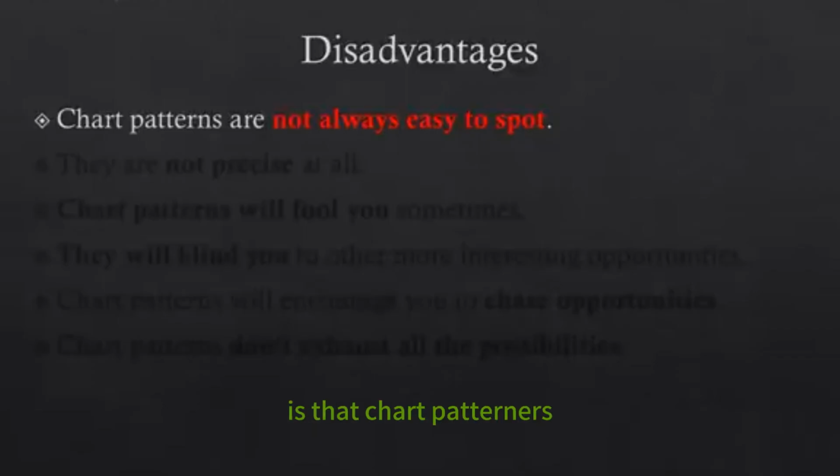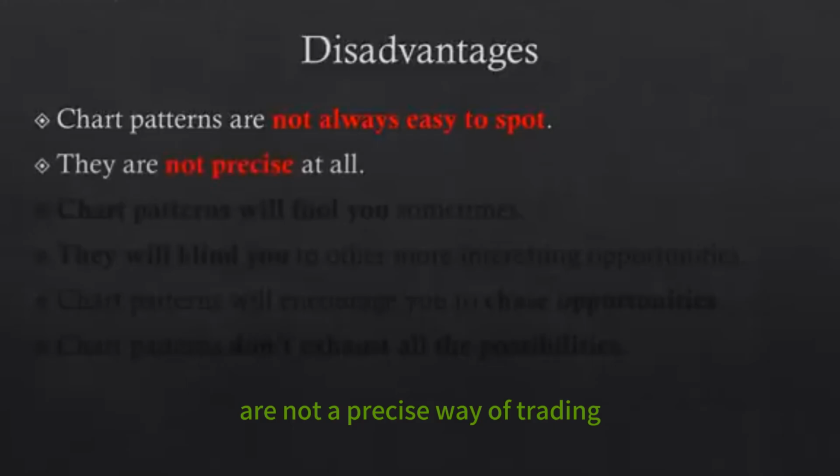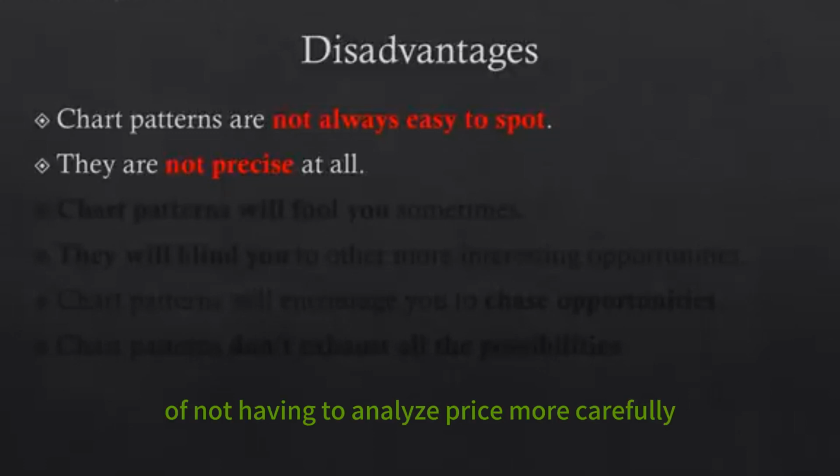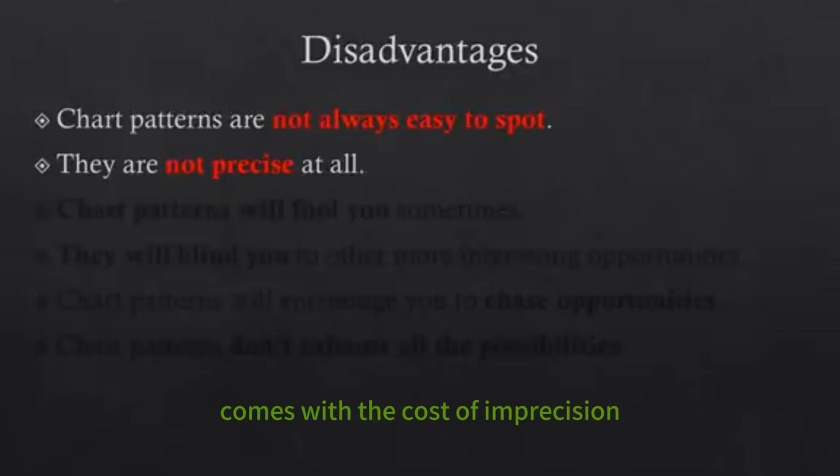Another disadvantage is that chart patterns are not a precise way of trading even when you follow the correct rules of entry, stop, and target. By definition, they will show you a late entry that is better than what you find in technical indicators, but it's still far from the necessary level of precision you need in order to trade safely in the long term. Simplicity of not having to analyze price more carefully comes with the cost of imprecision. If you want to become truly precise, which is a necessity, you will need to learn more advanced techniques and more refined price analysis concepts. There is no way around that.